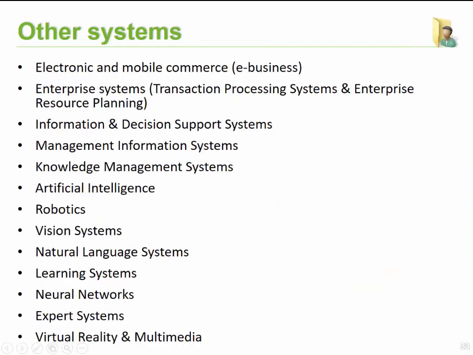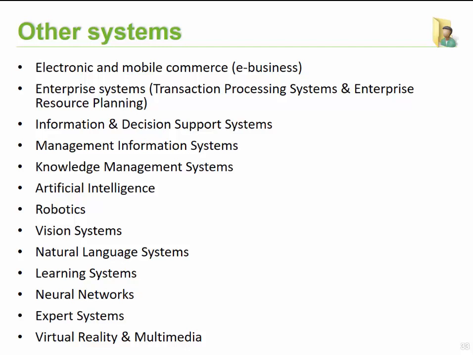Now, if we look at some of the systems that are available, we're just going to touch on a few of these in the next few slides. We have electronic and mobile commerce sites, typically referred to as your e-business systems. We have enterprise systems. Now these allow you to do transaction processing, selling products, exchanging services, exchanging information between companies. Enterprise resource planning would typically include keeping track of your customers, keeping a list of all your employees, the wages that they're supposed to get, all those kinds of aspects.